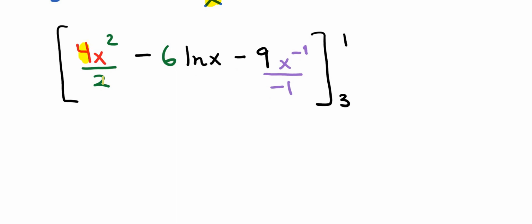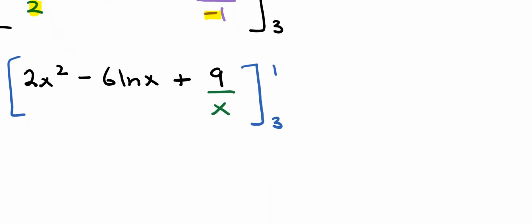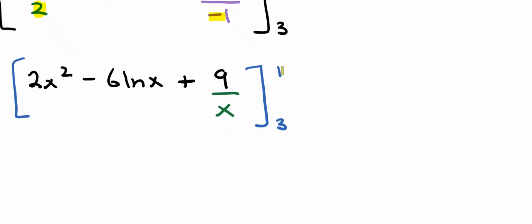Okay, let's simplify this before we actually start plugging in the numbers. So 4 divided by 2 is going to be 2, so 2x squared minus 6 ln x. And then you'll notice that there's a minus and a minus, so that's going to be plus 9, and this part right here, x to the power of negative 1, I can park that down on the bottom as 9 divided by x. And now all of this is going from a lower bound of 3 to an upper bound of 1. All right, now let's use the fundamental theorem of calculus here.